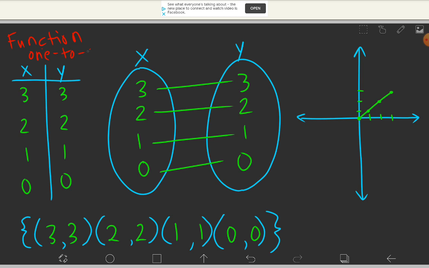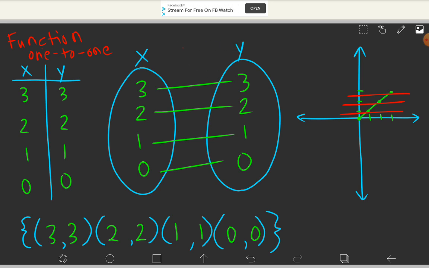Alright, on the map we can see that every x value corresponds to a different y value, and every y value corresponds to a different x value. And in the points we can see that the x and y values do not repeat. Moving on to the graph, when we use the vertical line test, it only intersects once, and when we use the horizontal line test, it also only intersects once.